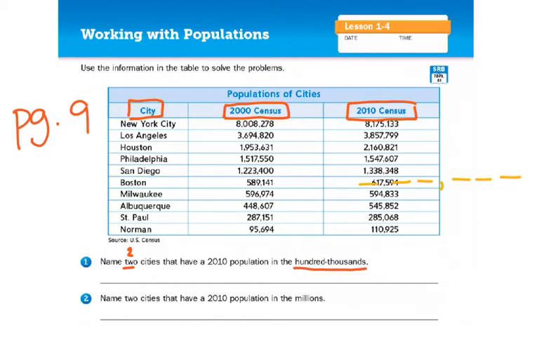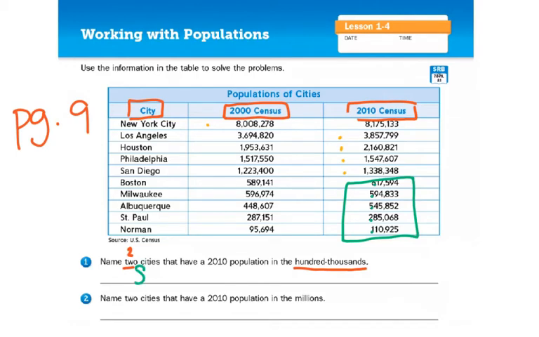So let's take a look. Some of these first cities that are listed, New York City is in the millions, Los Angeles in the millions, Houston in the millions, Philadelphia in the millions, as is San Diego. It's not until we get to these bottom 3 cities, and we're just going to write down 2 names. These are all in the 100,000s.